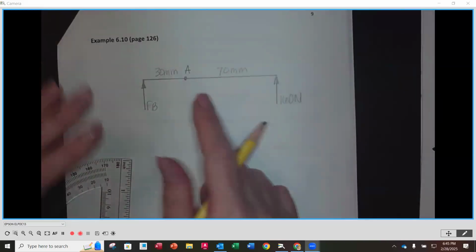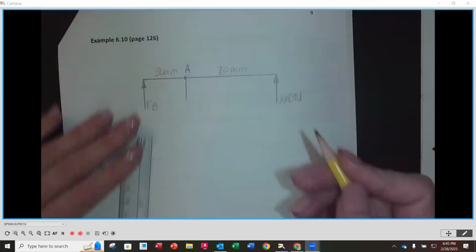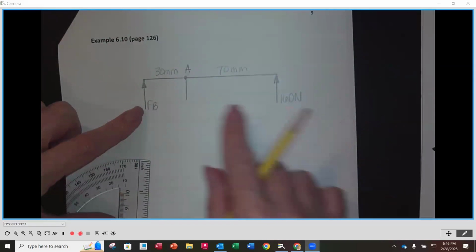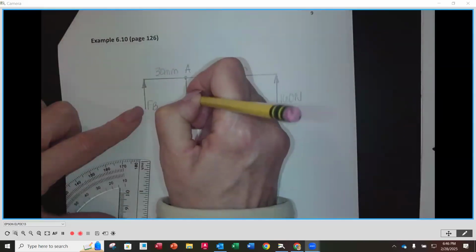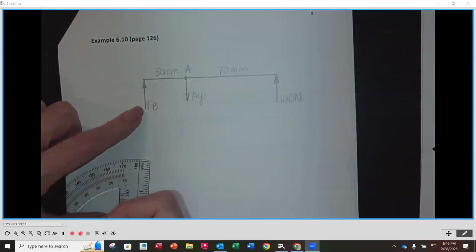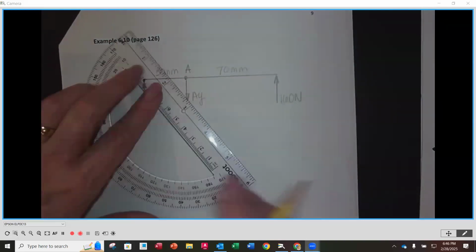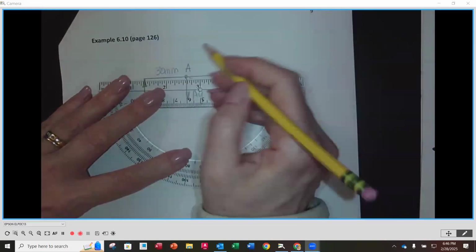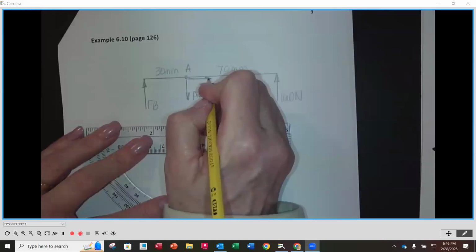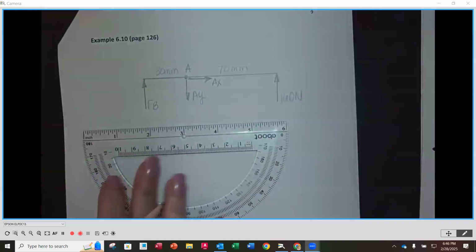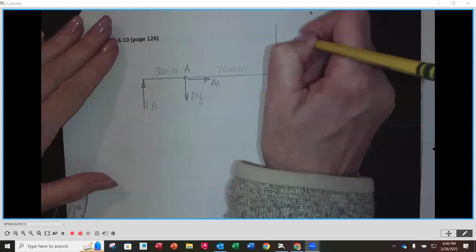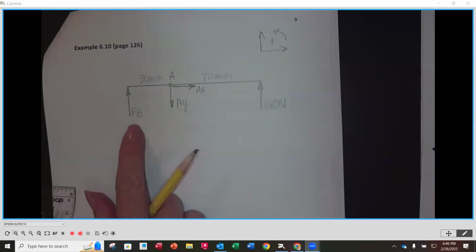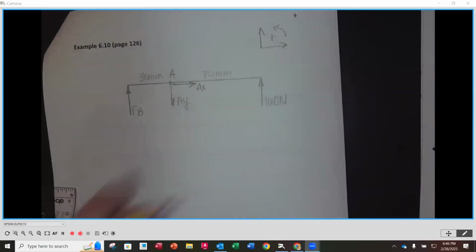Now, A is a pin, so A is going to have two reactions. You'll notice that these two forces are going up, right? So that means that A is probably going to have to go down. So I'm going to show AY going down. And then there's going to be an AX. Want to add our convention. Don't want to forget that. Okay. And now what we want to do is solve for FB, the force on the bolt, and the reactions at that pin.